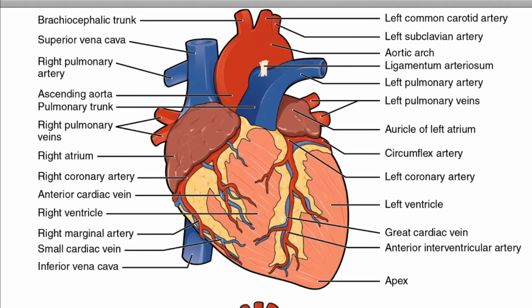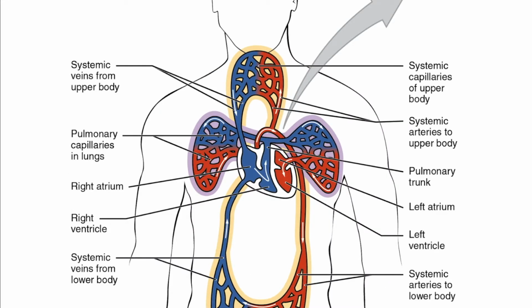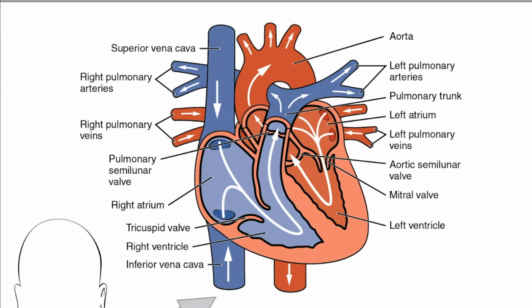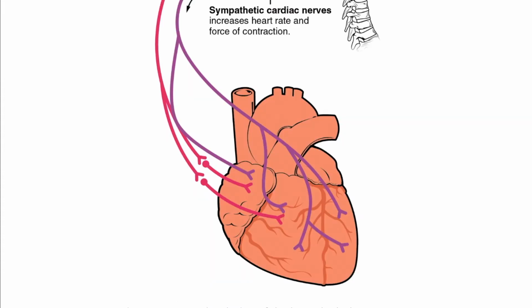Cardiac output is a measurement of the amount of blood pumped by each ventricle in 1 minute. To calculate this value, multiply stroke volume, the amount of blood pumped by each ventricle, by the heart rate in beats per minute. It can be represented mathematically by the following equation. Cardiac output equals heart rate times stroke volume.